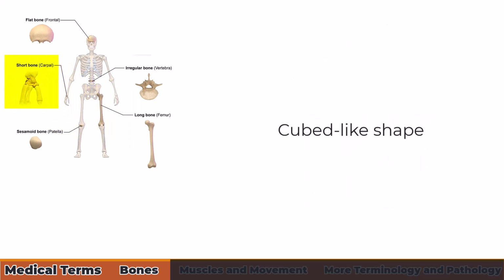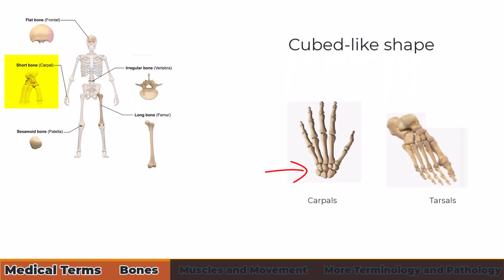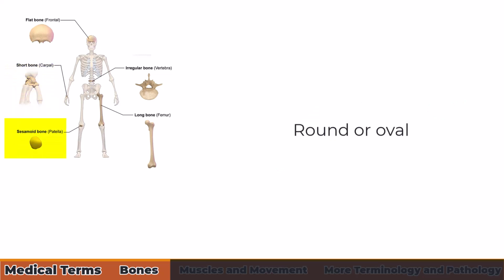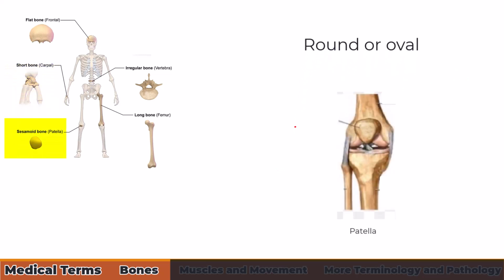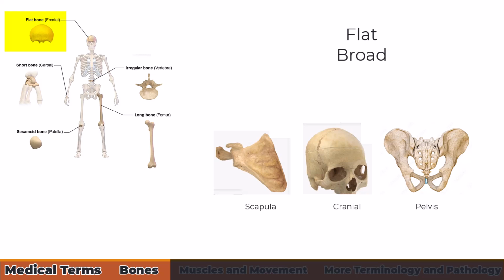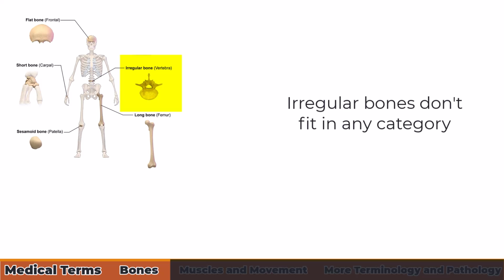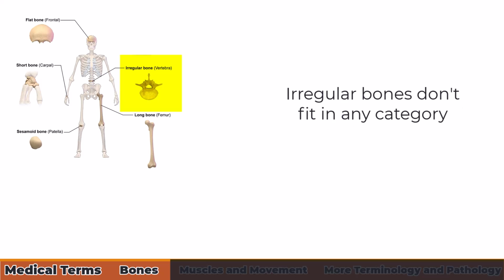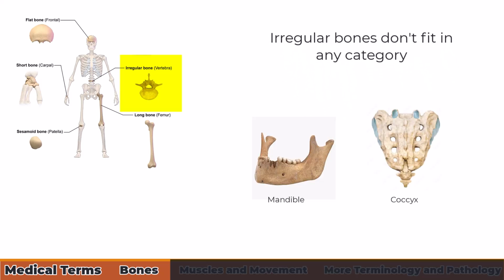Short bones have a cubed-like shape, think carpals and tarsals. Sesamoid bones are round or oval, like the patella or kneecap. Flat bones have a flat and broadened surface. Think scapula, the cranial bones, or pelvic bones. Irregular bones. Well, they don't fit into any of the categories. 2 examples are the mandible and the coccyx.